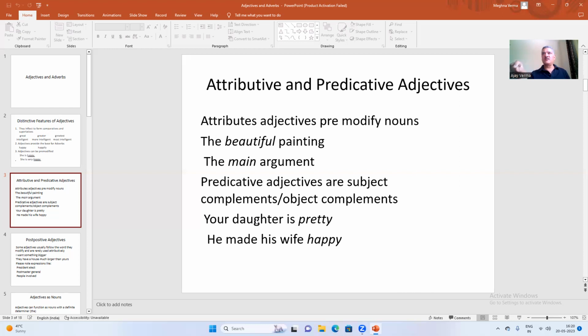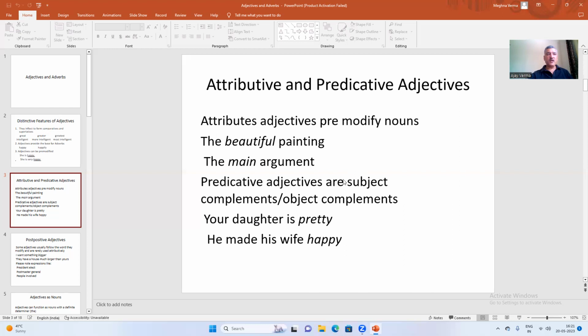So pretty is a subject complement. It is a predicative adjective, it comes after the noun and after the verb, and functions as a subject complement. In the second sentence, he made his wife happy. Happy as an adjective is being used not for he, which is the subject, but for his wife. So happy is being used for his wife. Here it is functioning as the object complement.